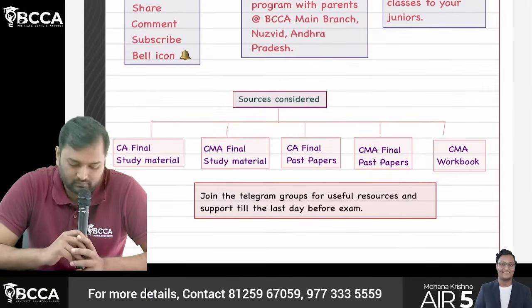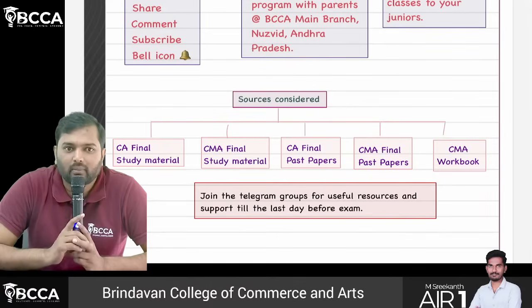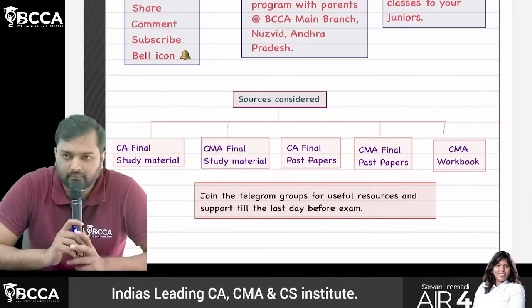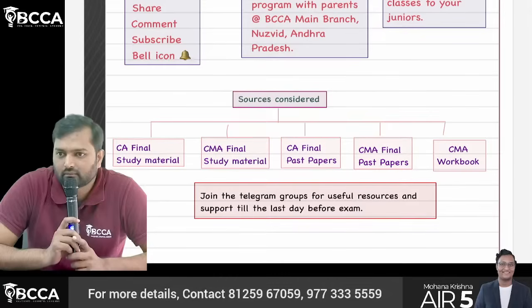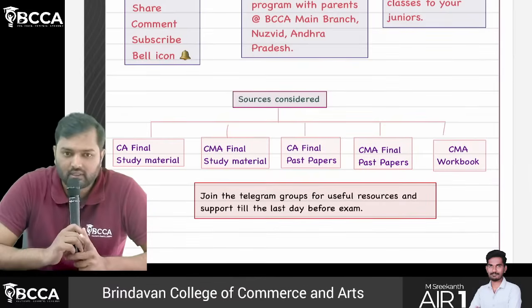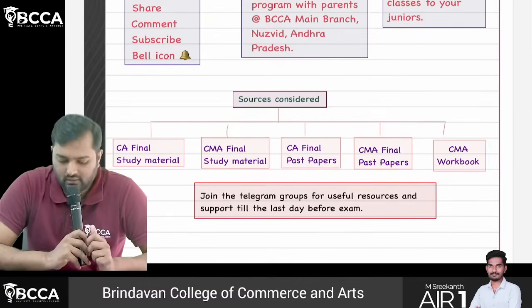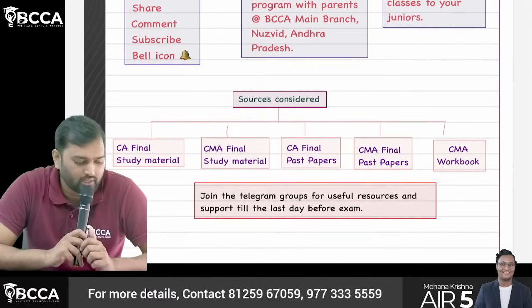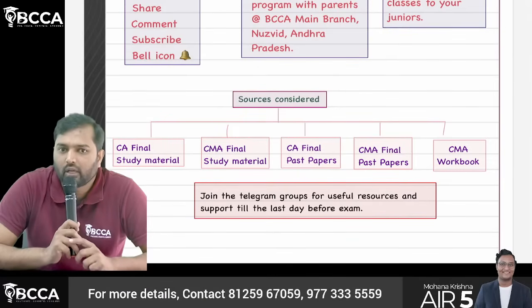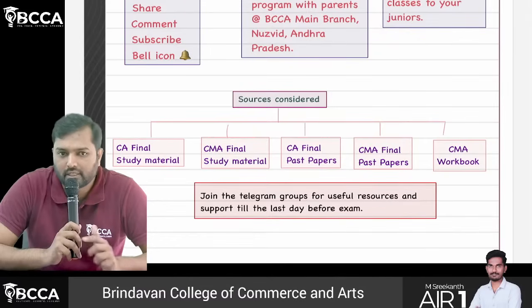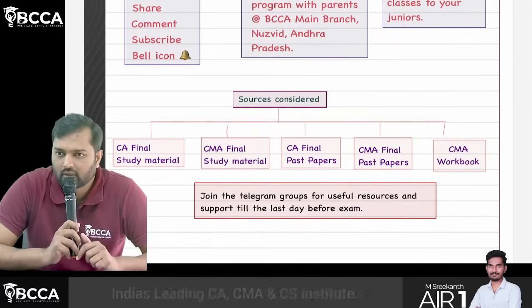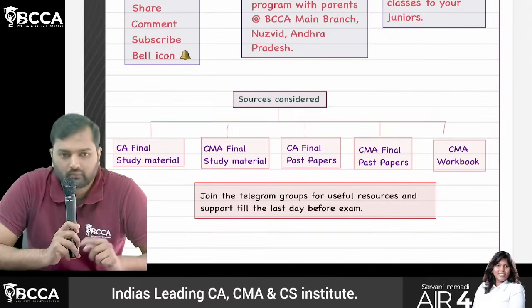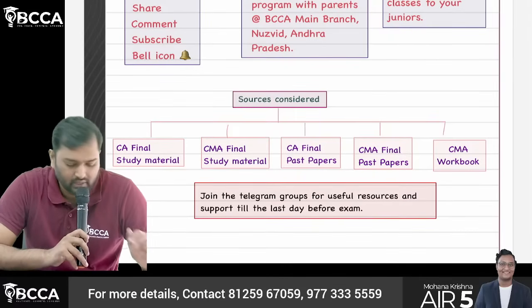Now comes the main part: sources considered. Because the frequently asked question is, sir, is this BCCA material enough? Is this revision series enough? Yes, this revision series is enough, because I have considered CA final study material, CMA final study material, CA final past papers, CMA final past papers, and also the CMA workbook. It doesn't mean every question in the CMA final study material is included in the revision series or BCCA material. Whichever is relevant from an examination point of view, those questions are included in the material.